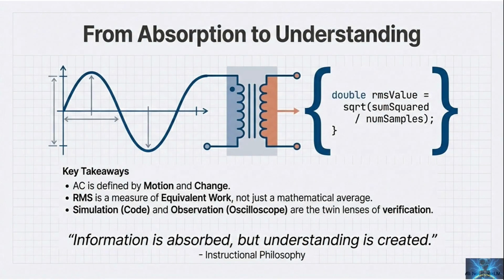AC is defined by motion and change. RMS is a measure of equivalent work, not just a convenient average. Simulation and observation, especially with an oscilloscope, are two complementary ways to verify what's true.